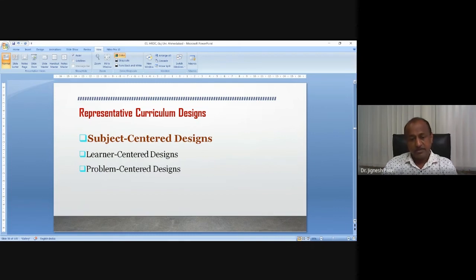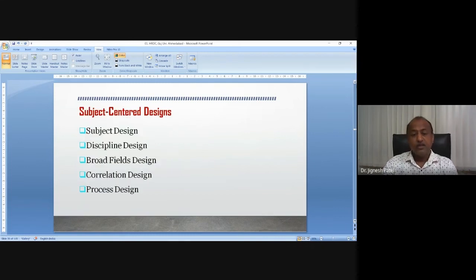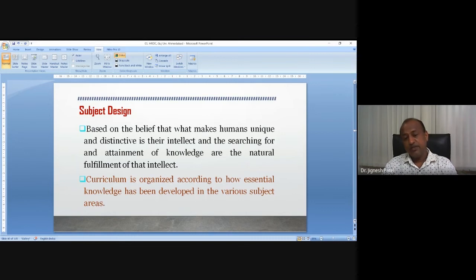Subject centered design is focused on subject design, discipline design, broad field design, correlation design, and process design. Now subject design is based on the belief that what makes humans unique and distinctive is their intellect, and searching for the attainment of knowledge is the natural fulfillment of that intellect. Curriculum is organized according to how essential knowledge has been developed in the various subject areas. So this is considered as a subject design.